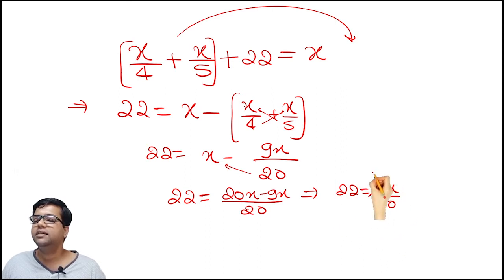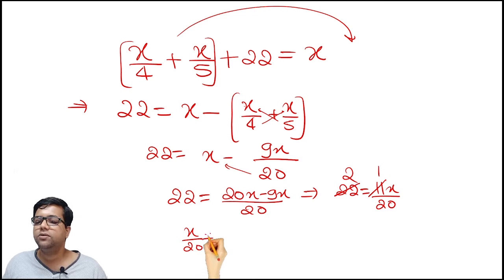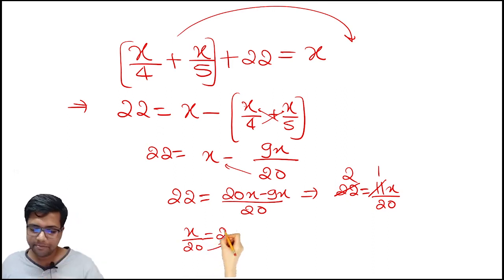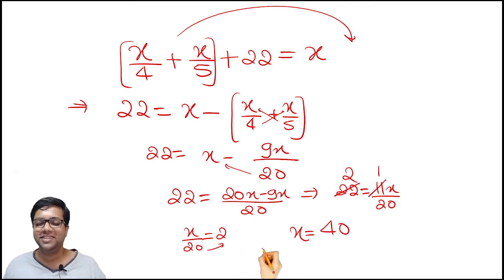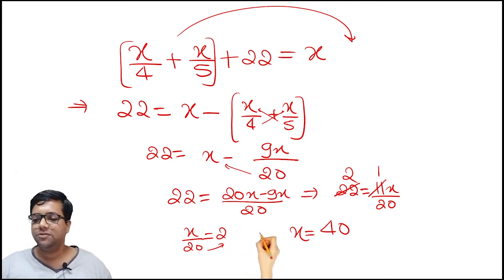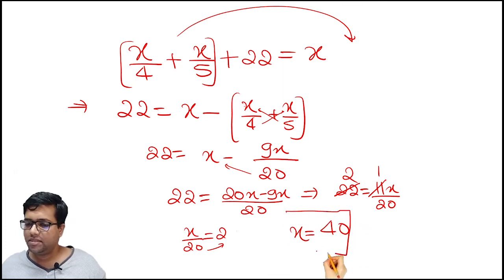11x means you can cancel it here itself. 11 1s are 11, 11 2s are 22. So x by 20 is equal to 2. You cross multiply 2 over the above. Then what will you get? X is equal to 22? No, it's not 22. X is equal to 44? No, X is equal to 40 actually. So X is equal to 40.